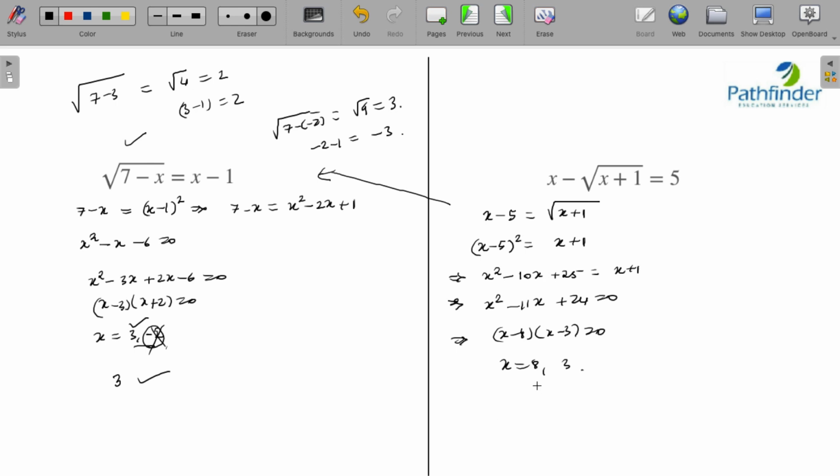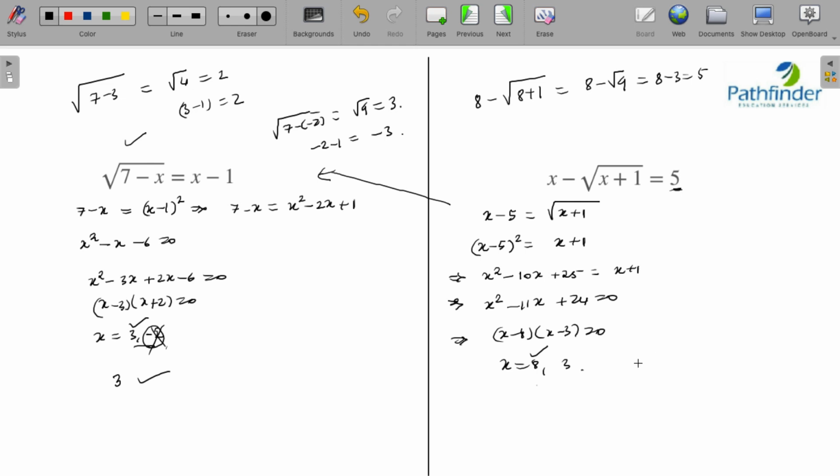So we have to put the values of x in the equation to see whether you get the correct answer as given in the RHS. So let us put x is equal to 8. So 8 minus under root of 8 plus 1, that is 8 minus under root of 9, that is 8 minus 3, that is 5, which is equal to RHS. So 8 is an acceptable solution.